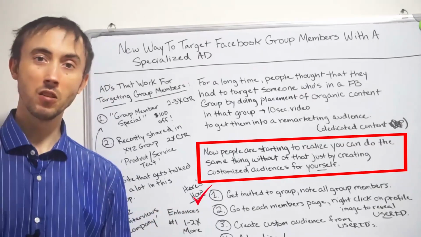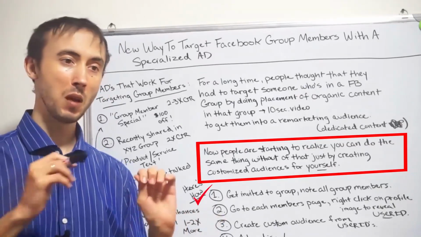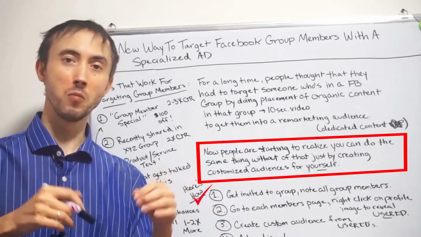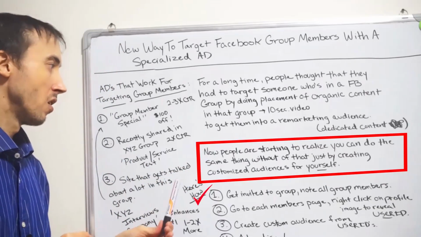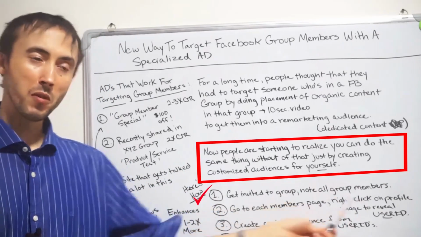So an ad isn't the only way to really be able to make sure everybody in your group sees what you want them to see. Then you make note of all the group members, write them down.